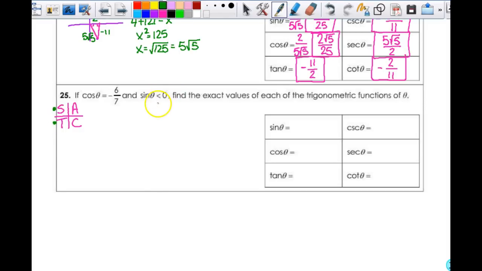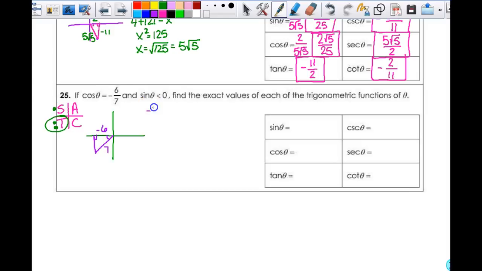Sine has to be less than 0, so it's also negative. That's in the third quadrant. So here is where this angle is going to live. Looks like this. Okay. This gives me this is adjacent over hypotenuse. This is my theta. So it's negative 6 over 7. So then I have to find my y value here.